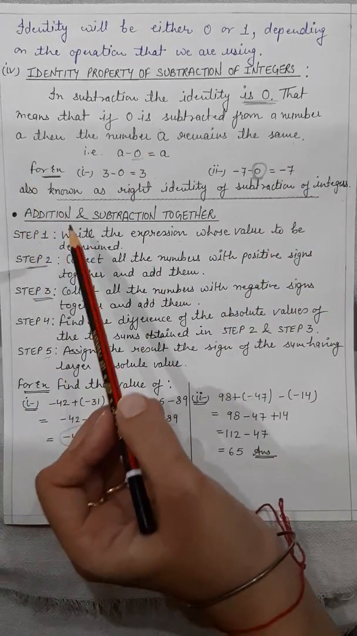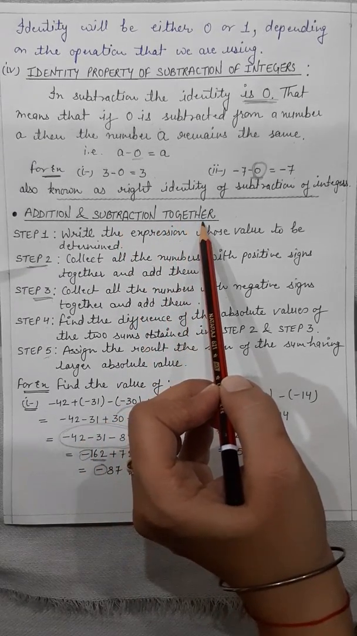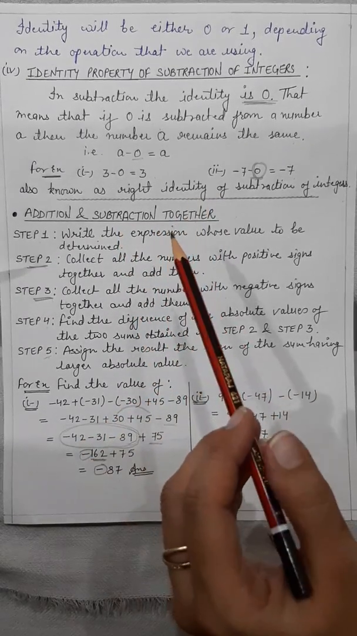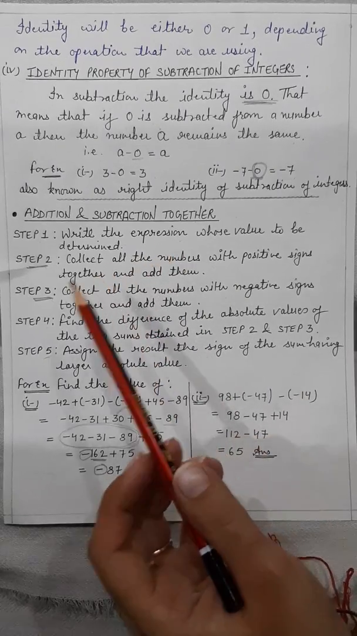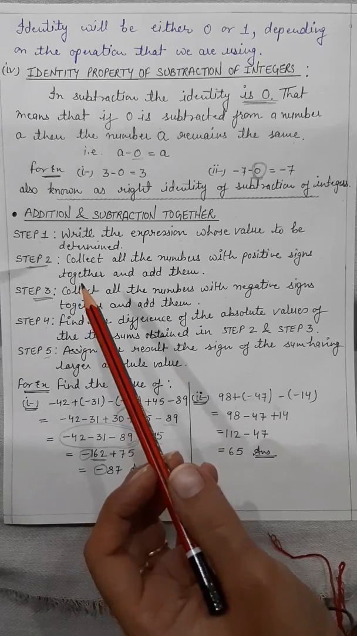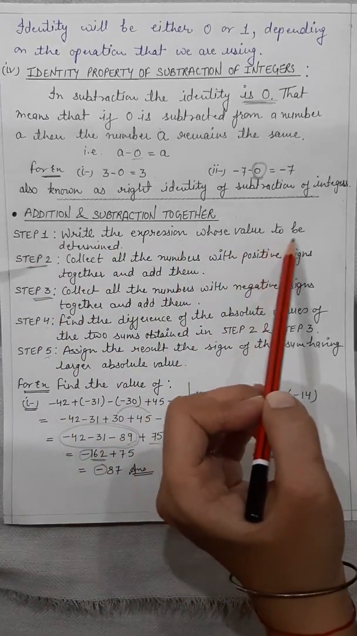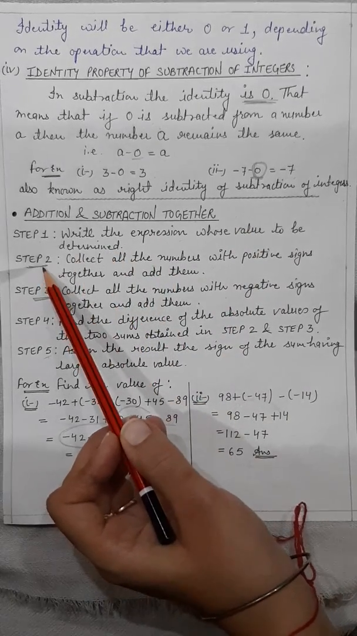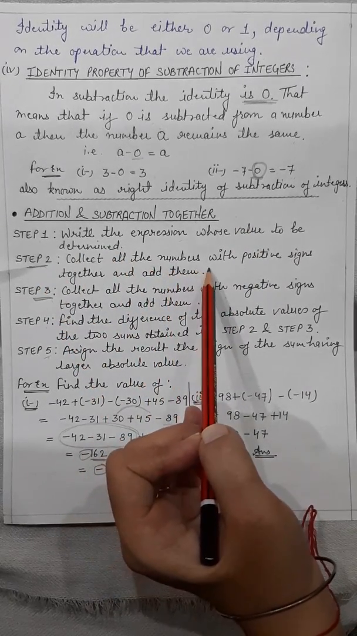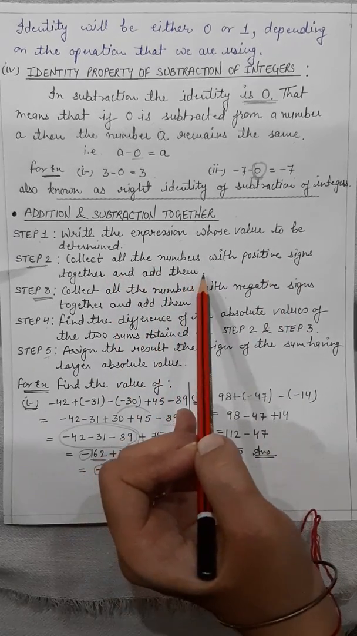Clear? Now the next topic is addition and subtraction together. Some points to be kept in mind while solving expressions containing various terms with plus and minus signs. Step 1: write the expression whose value is to be determined. Step 2: collect all the numbers with positive signs together and add them.